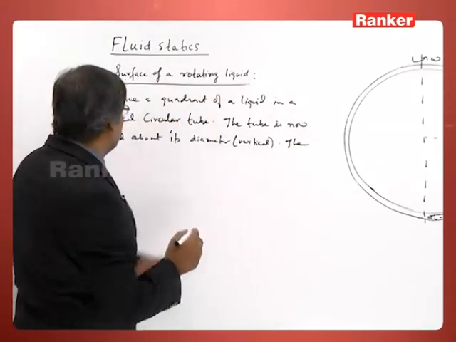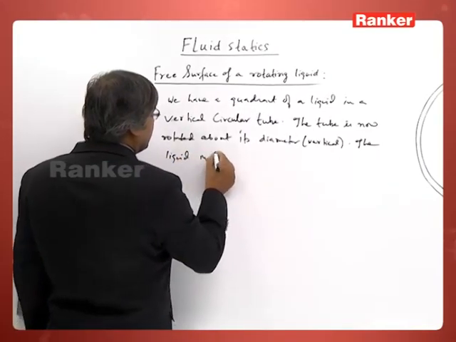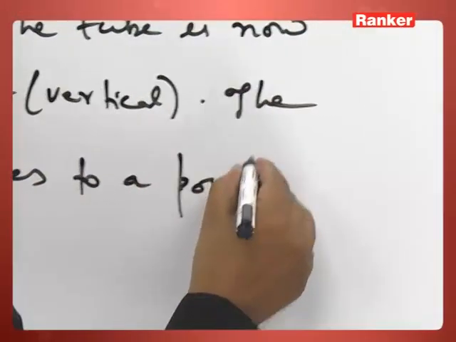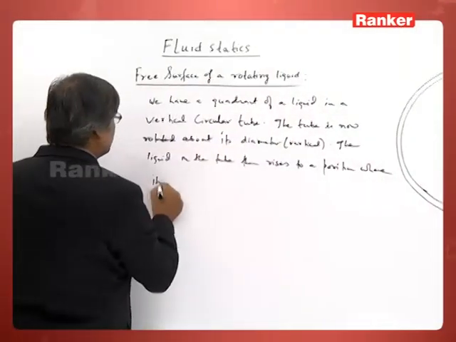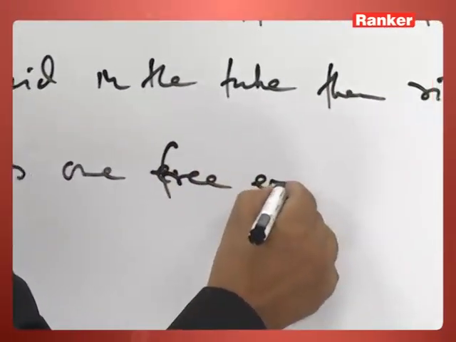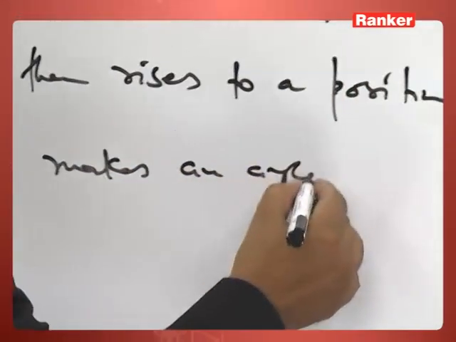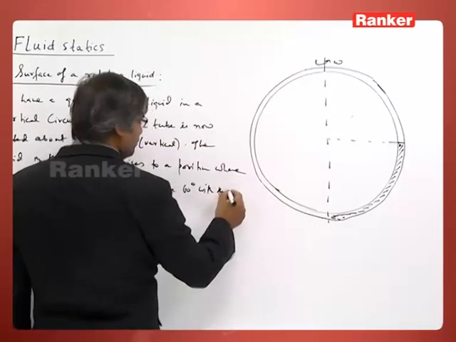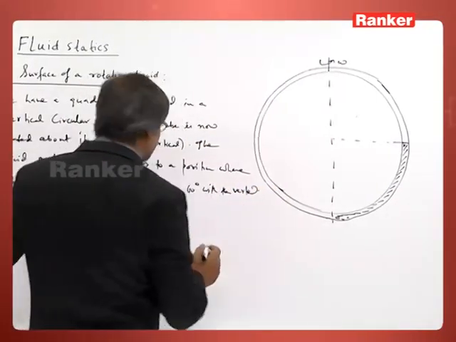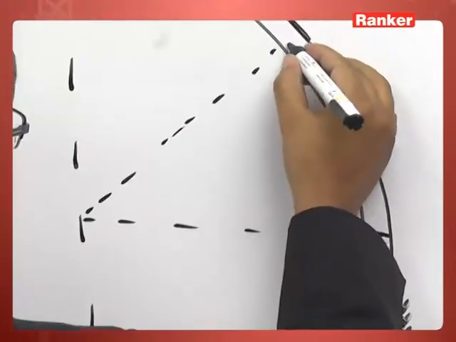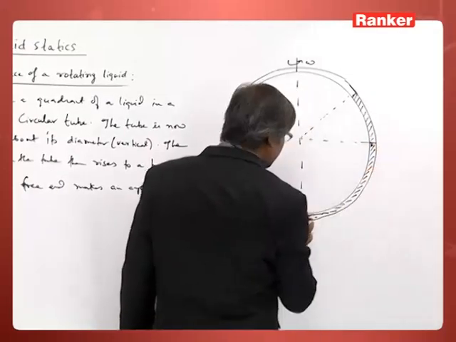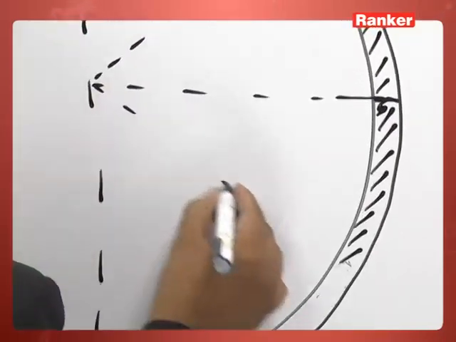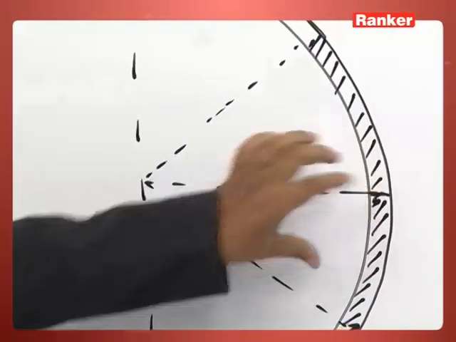So, now the liquid in the tube then rises to a position where its one free end makes an angle 60 degree with the vertical. That means the liquid goes to this position. So, the liquid suddenly goes this way. So, now the new position of the liquid is this. Previously the liquid was here, now it is here.